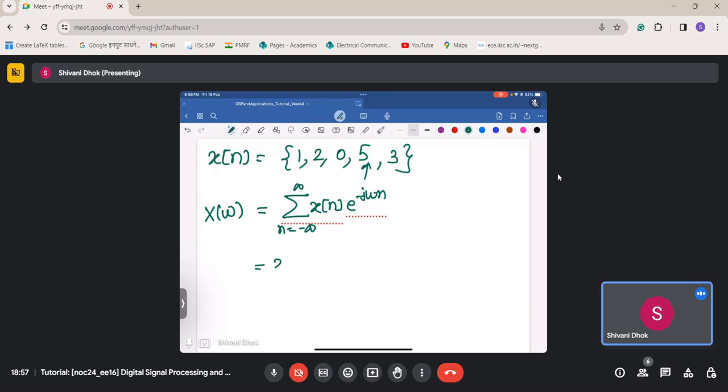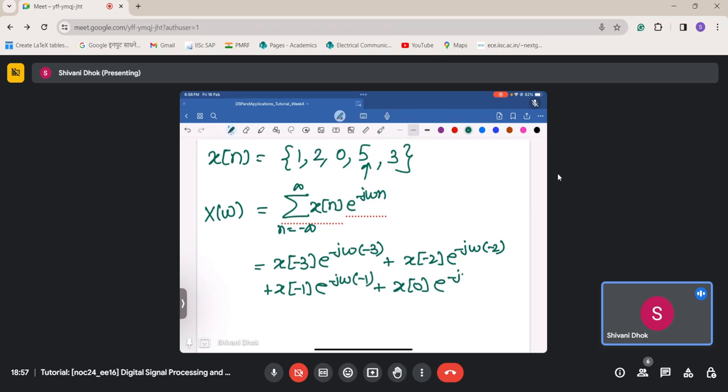So this I can write as x of minus 3 into e power minus j omega into minus 3, plus x of minus 2 into e power minus j omega into minus 2, plus x of minus 1 into e power minus j omega into minus 1, plus x of 0 into e power minus j omega 0, plus x of 1 into e power minus j omega 1.